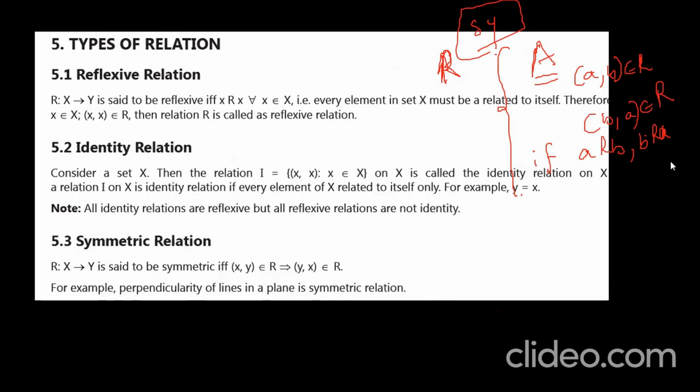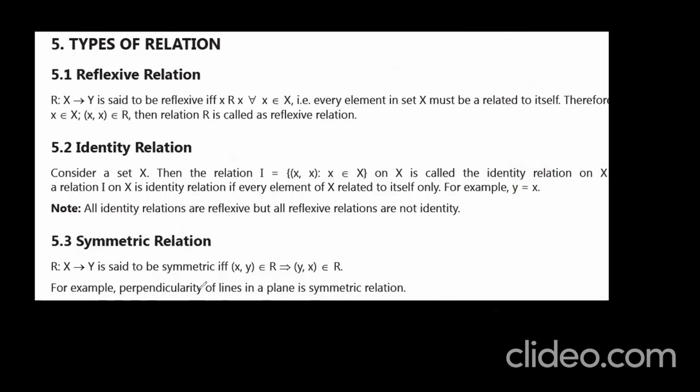If A is related to B, then B is related to A. Then that relation can be called a symmetric relation. A relation R on X into Y is said to be symmetric if (X, Y) belongs to R, which implies (Y, X) also belongs to R. Identity set I is equal to (X, X) such that X belongs to X.